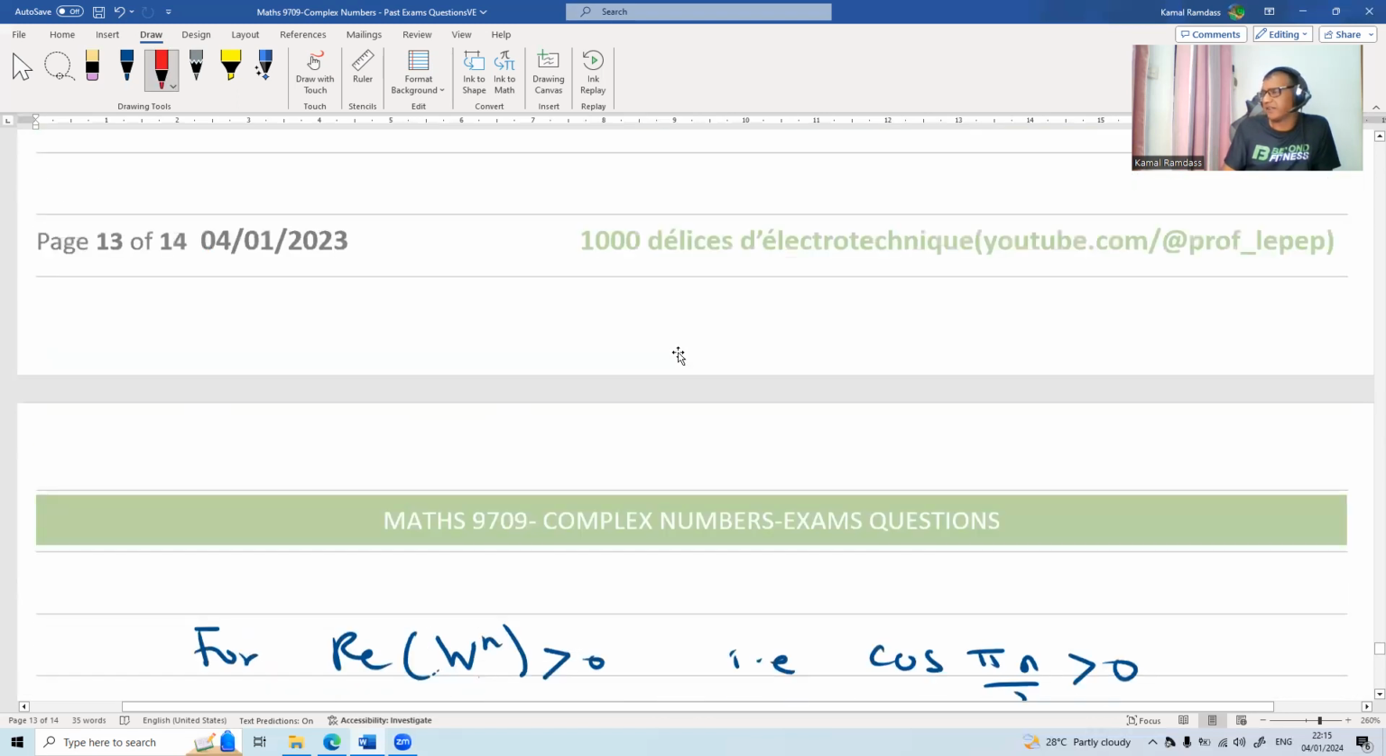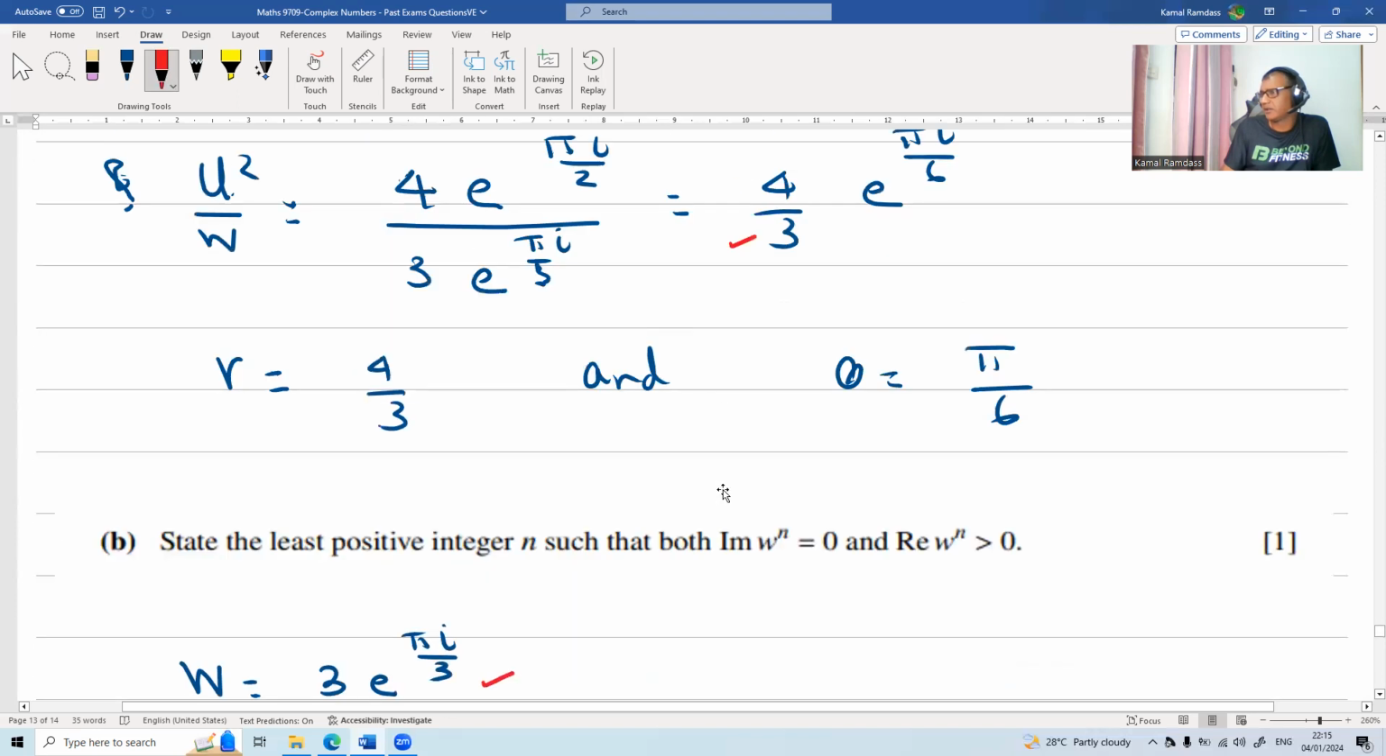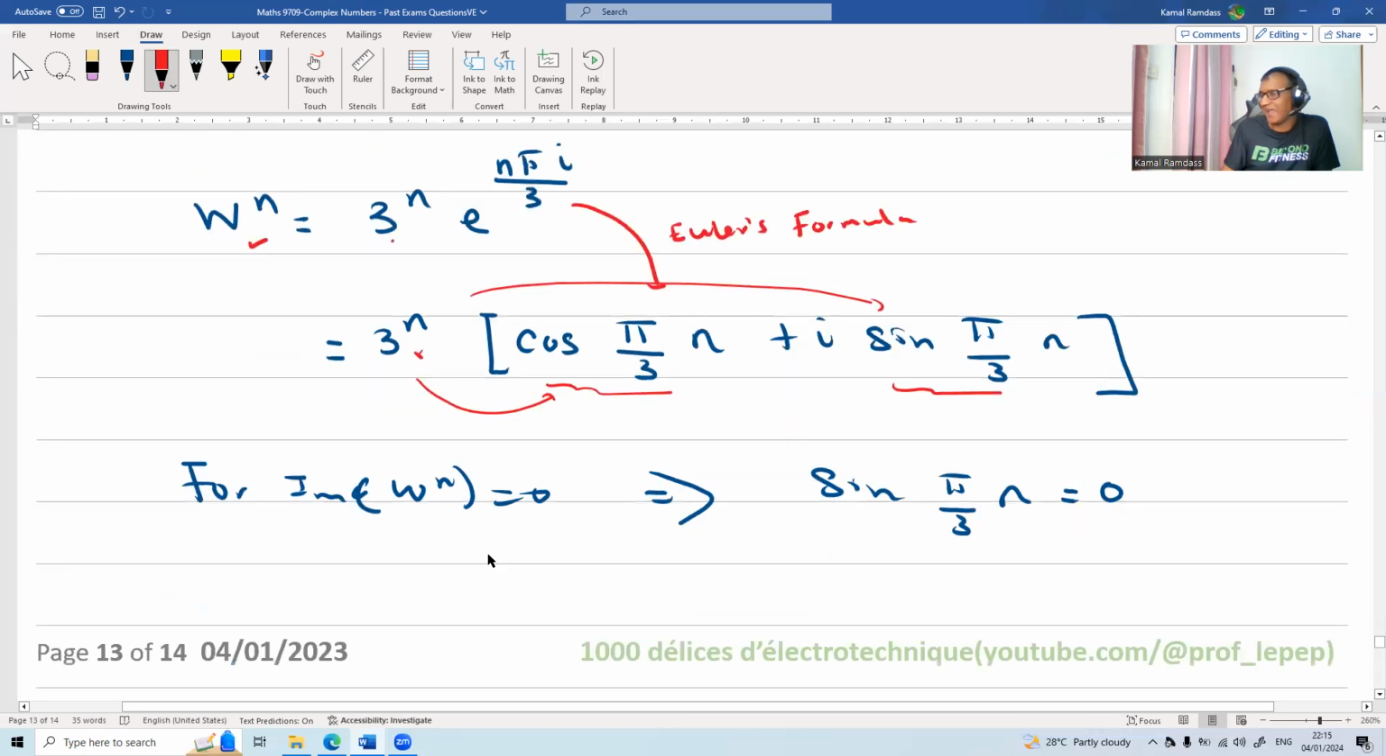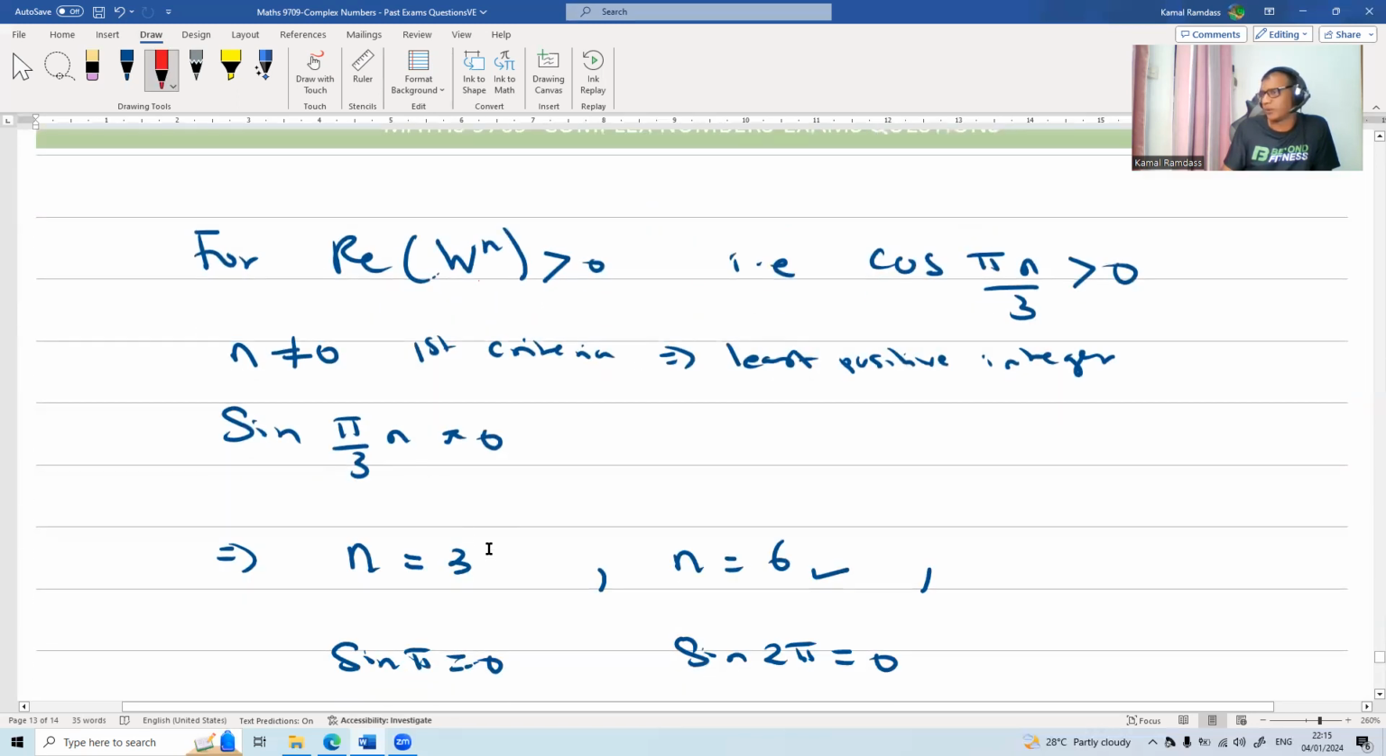Mais il y a une condition: the least positive integer n. OK? Ça veut dire n ne peut pas être égal à 0. That is the first criteria. Il y a least positive integer. Ça veut dire que n peut être 2, 3, 4, 5, 6, mais il n'est pas capable d'être égal à 0. OK?